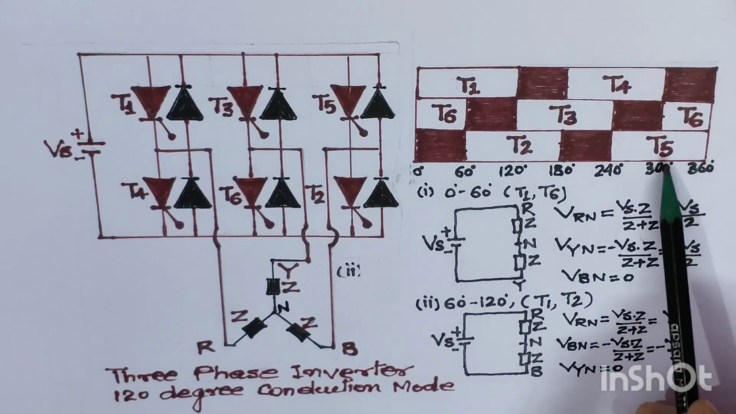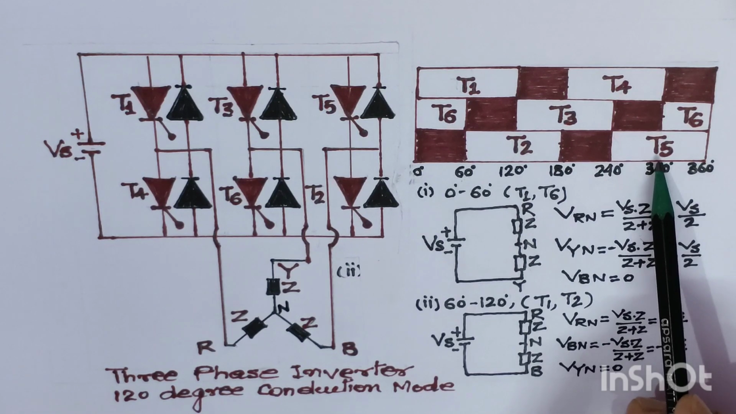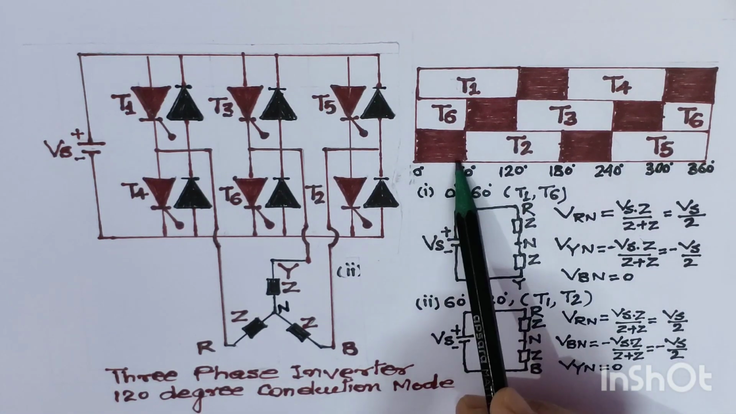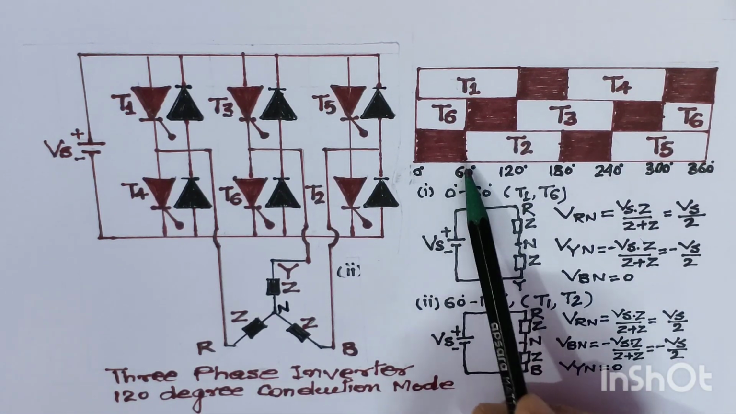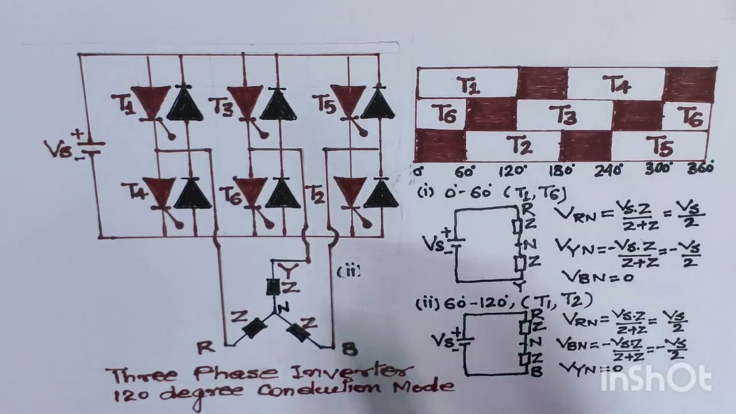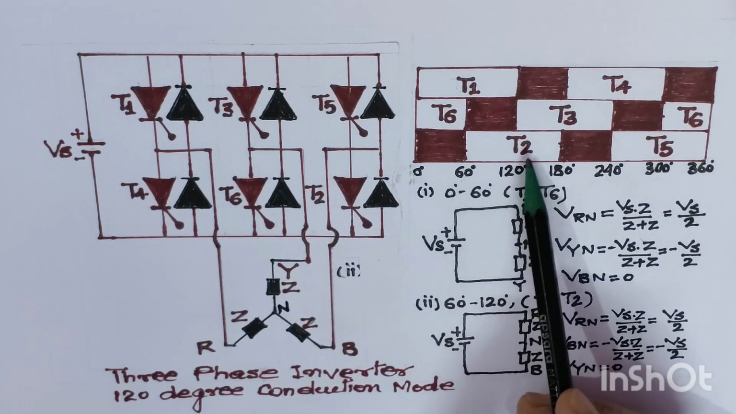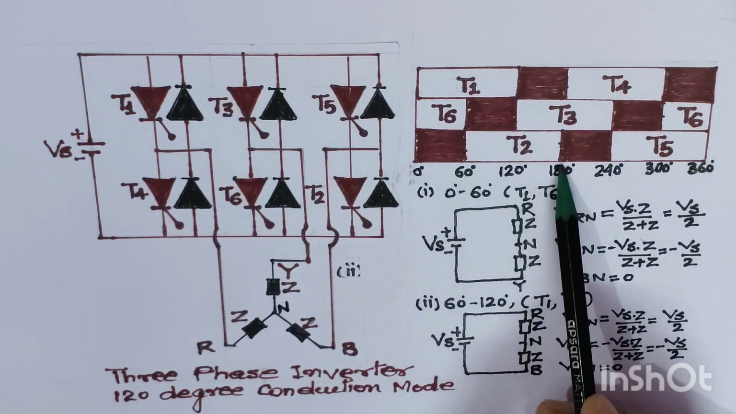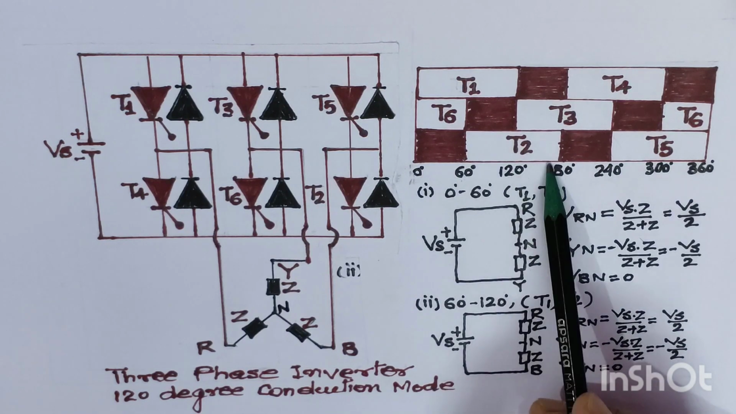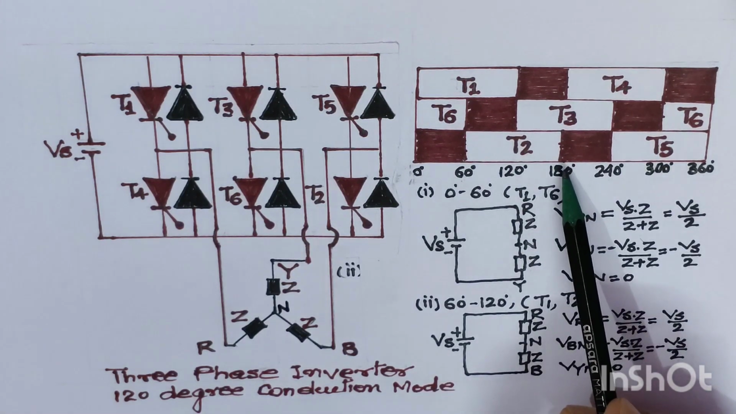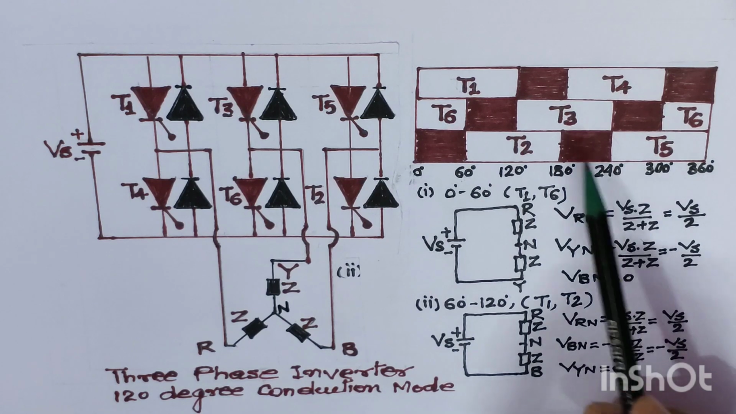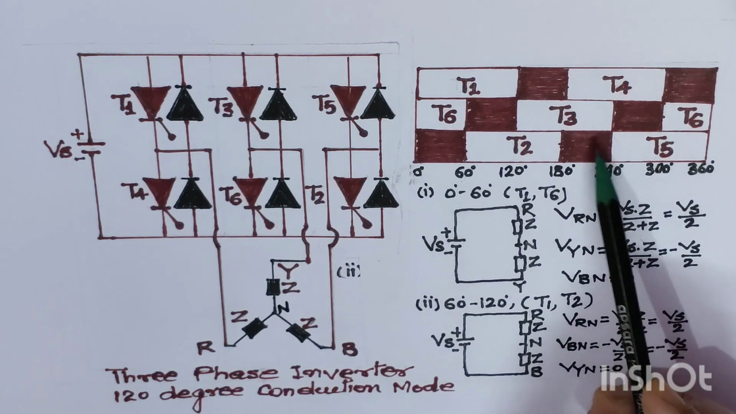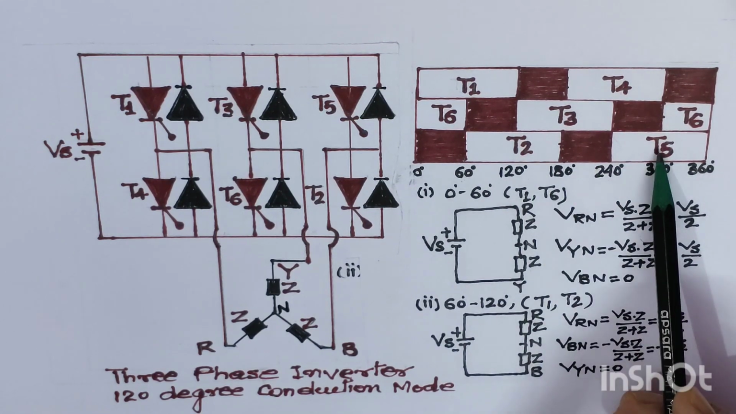And after that, since we have to give the off interval, this is the off interval from 0 degree to 60 degree when neither T2 nor T5 are operating. Then after that this T2 will be operating for 120 degree. From 60 degree to 180 degree this thyristor T2 is operating, and after that again we will give an off interval for a 60 degree duration. So from 180 degree to 240 degree we have given an off interval in which neither T2 nor T5 are operating.